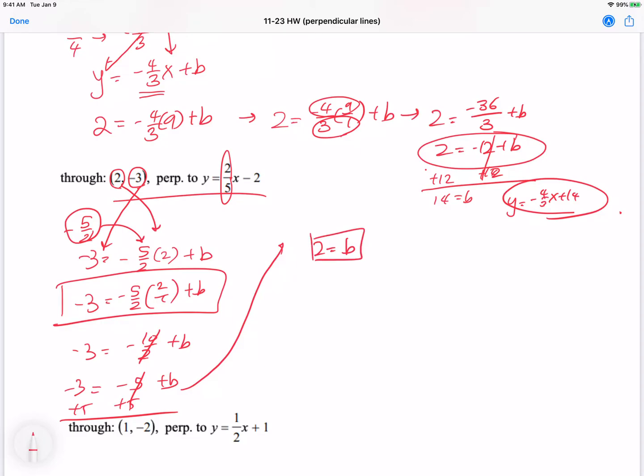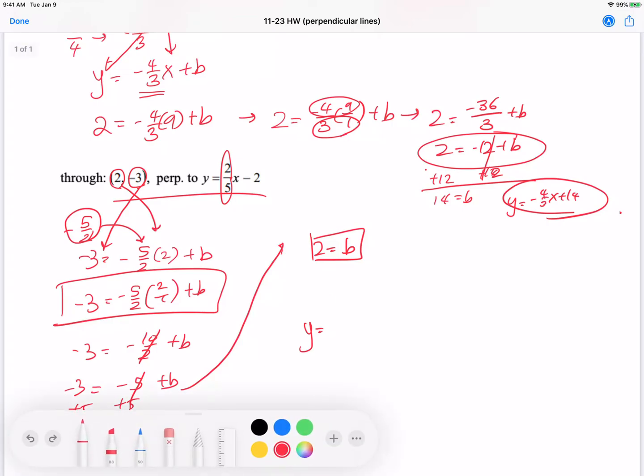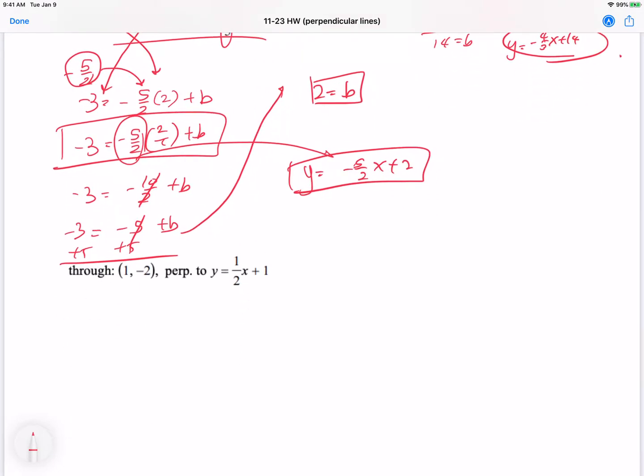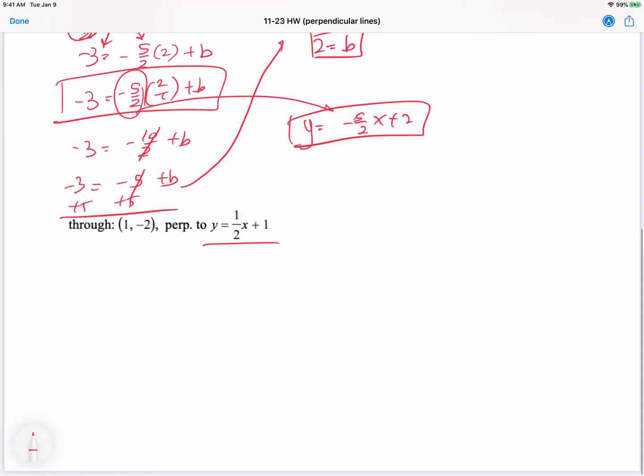So therefore, my final equation would be y is equal to your negative reciprocal slope, negative 5 over 2x plus 2. For the next one, when it says perpendicular to 1 over 2, flipping this over will be negative 2 over 1. You first flip the numerator and the denominator, then you put a negative sign in front of it. So now you want to plug this in. So y is equal to negative 2 over 1 x plus b.